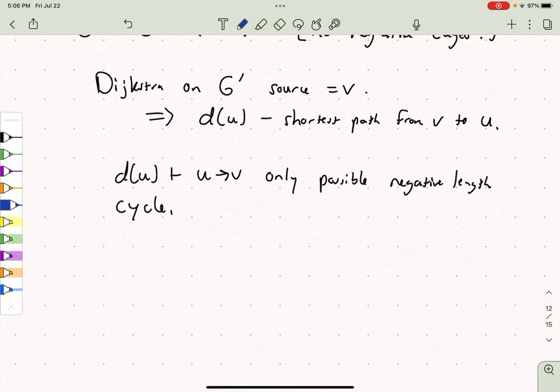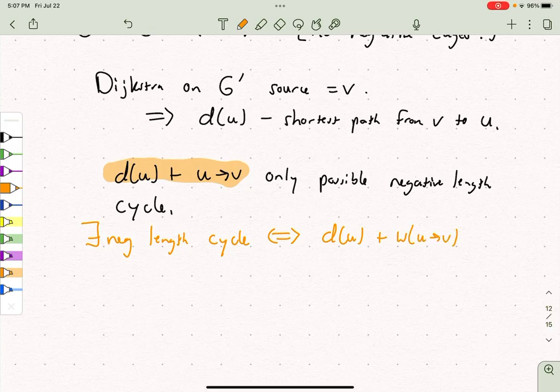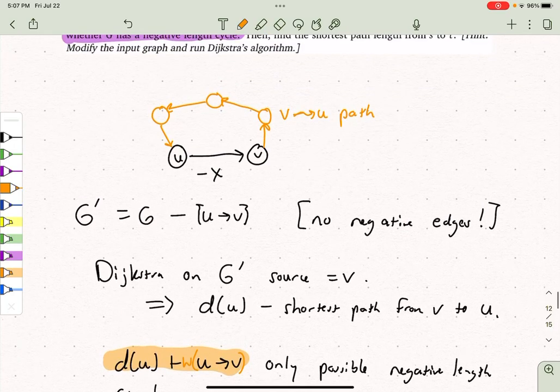So in particular, as long as this thing here is positive, there's no negative length cycle. But if it is negative, then that gives us a negative length cycle. So there exists a negative length cycle exactly when D of U plus the weight of U to V is less than 0. So if in total that's less than 0, then this thing right here is a negative weight cycle.